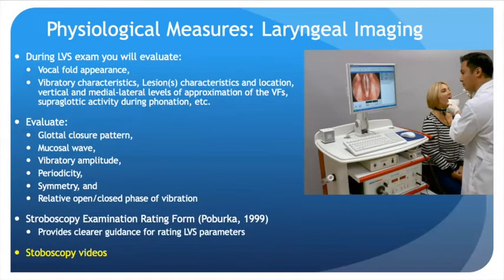During the laryngovideostroboscopic evaluation, you're going to look at vocal fold appearance, vibratory characteristics, lesion characteristics and location, vertical and medial to lateral levels of approximation of the vocal folds, supraglottic activity, all sorts of things. You might look at glottal closure pattern, presence of mucosal wave, so the phase difference between the inferior and superior margins of the vocal folds, vibratory amplitude, periodicity, symmetry, and the relative open and closed phase of vibration. And there's a stroboscopic examination form that was created by Poburka that has decent guidance for rating some parameters. Now I will show you a stroboscopic video of a patient.